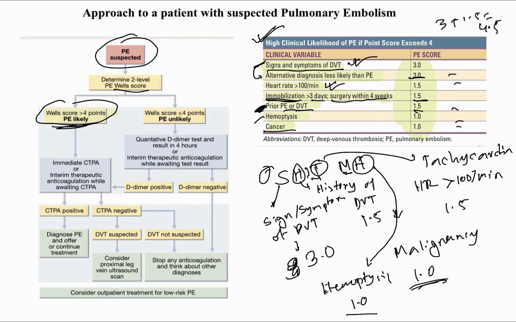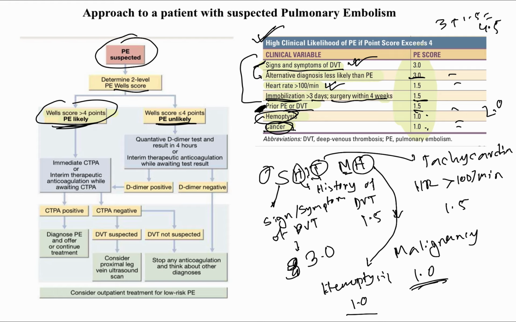On the other hand, say for example, a patient has cancer, he has hemoptysis, and he develops sudden severe chest pain, but he does not have any other criteria of this table. So his Wells score would be 1 plus 1, 2. So in his case, pulmonary embolism would be very unlikely because it is less than 4.